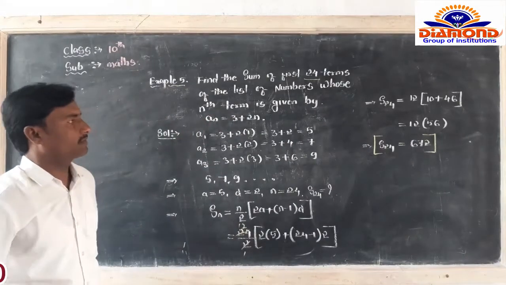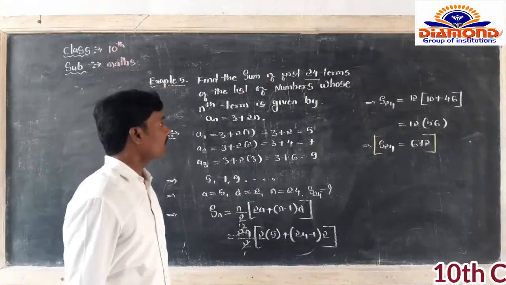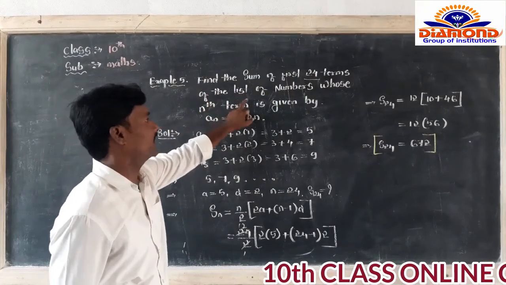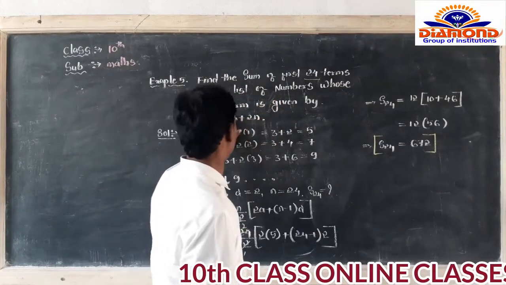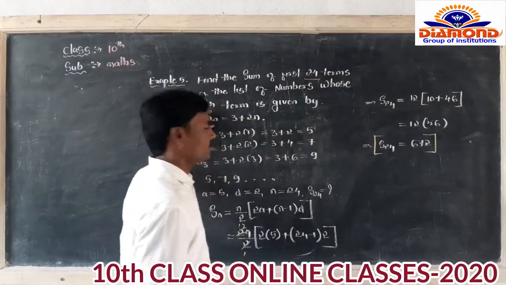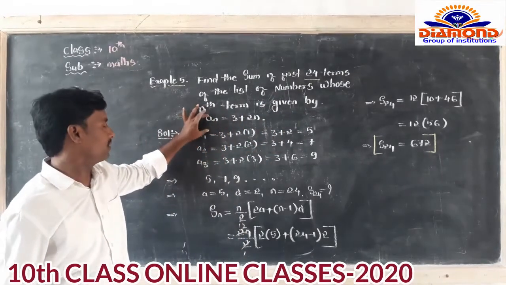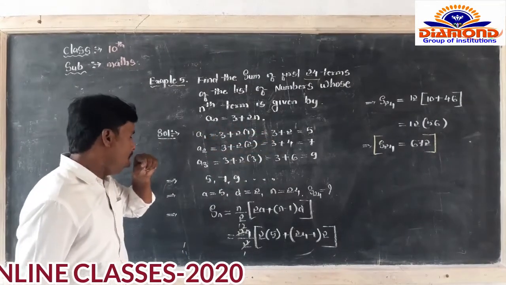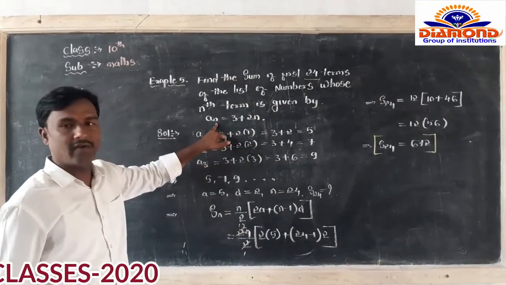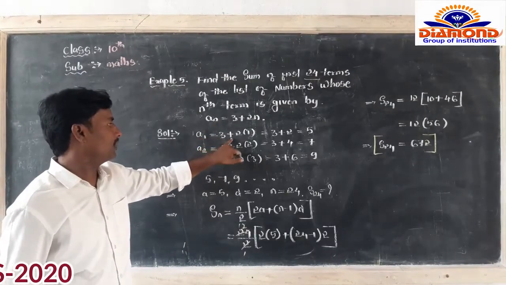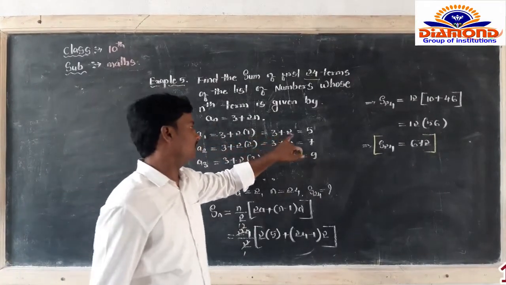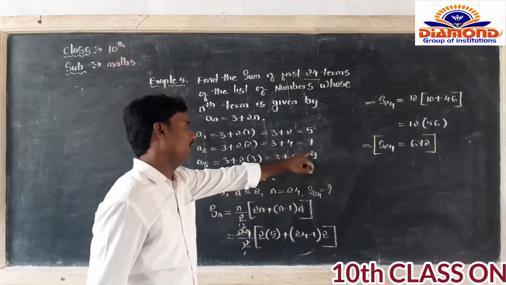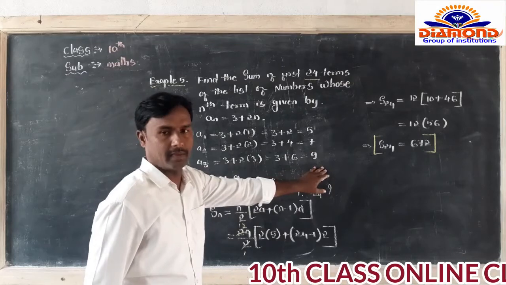One more time I will explain this example, dear students. What is the question? Find the sum of the first 24 terms of the list of numbers whose nth term is given. This is the condition given: nth term is given like that, an is equal to 3 plus 2n. For the first term, n value we are taking 1, is equal to 3 plus 2 into 1, which is 3 plus 2 is equal to 5. Next, 3 plus 2 into 2 is 4, it becomes 7. Third term becomes 9.